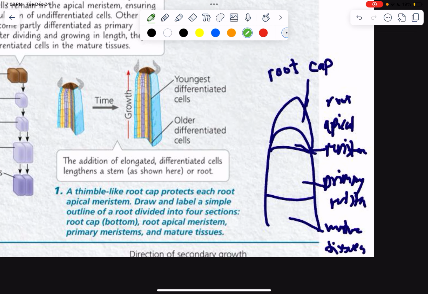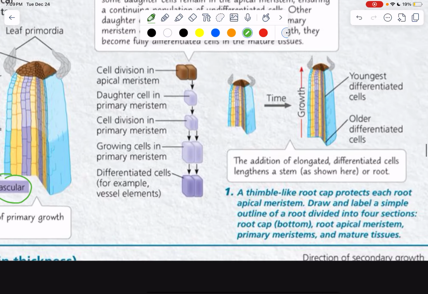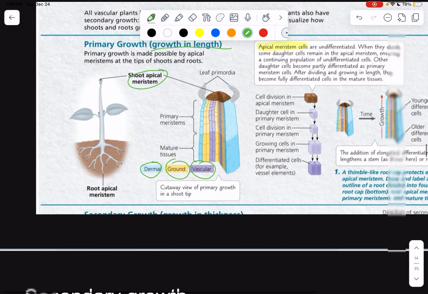a thimble-like root cap protects each root apical meristem. Draw and label a simple outline. So you can see here we have the root cap at the very top with the root apical meristem, the primary meristem, and the mature tissues, which we can see in this section as well.